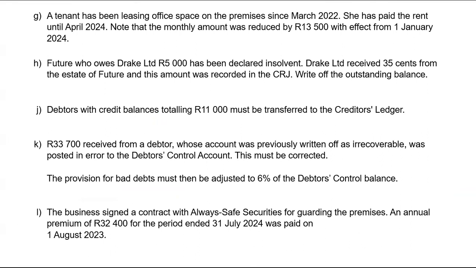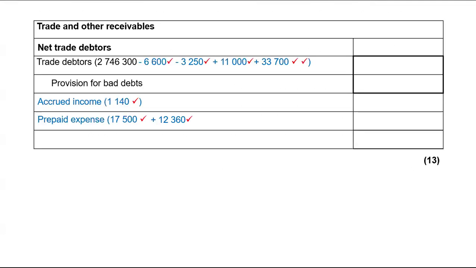Right on. It says the provision for bad debts must then be adjusted to 6% of the debtors control. When I do this, I normally do it right in trade and other receivables in the debtors control row. I will firstly find the total of debtors control, which is 2,781,150. Take that and multiply it by 6%. And whatever I get, I will subtract it from my debtors control, which is 166,869.